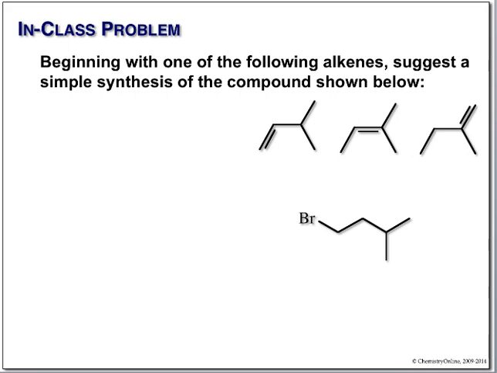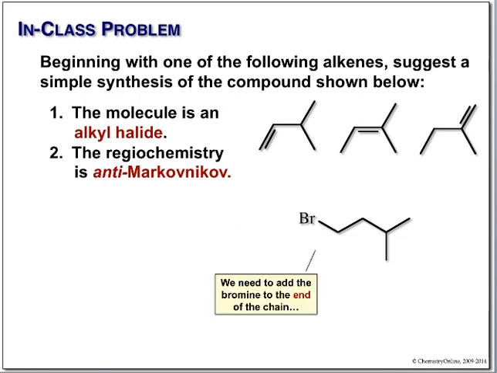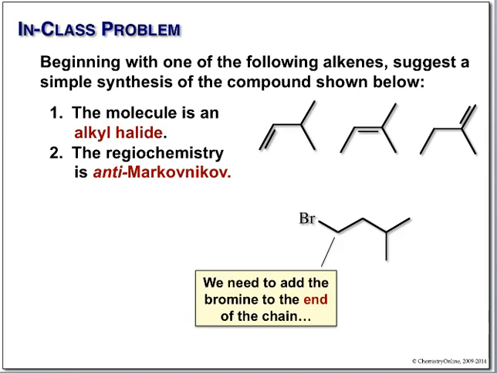What alkene would give me this compound? There's only one way I know to make these, that's HBr peroxide. So which of these compounds could I react with HBr peroxide and get this thing? So, it's an alkyl halide. It's an anti-Markovnikov alkyl halide. And we need to add the bromine to the end of our chain.